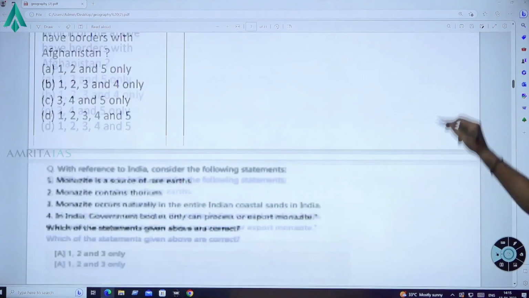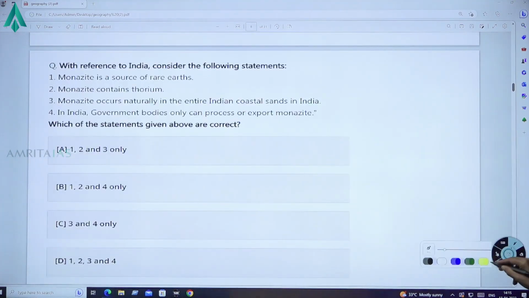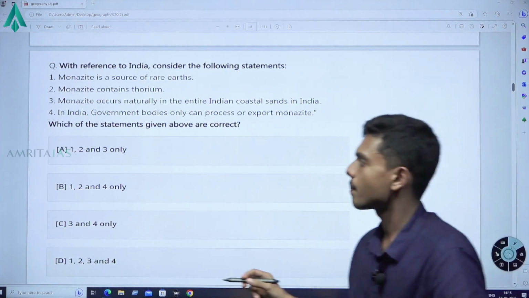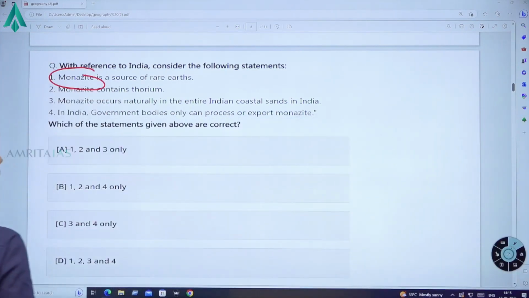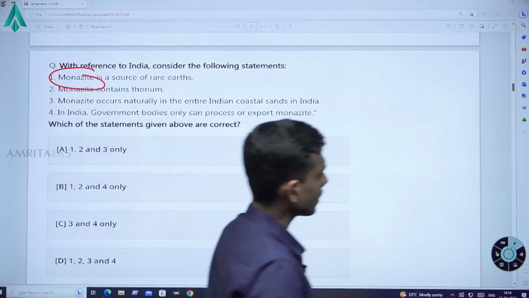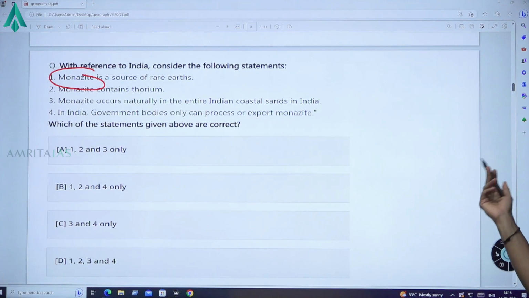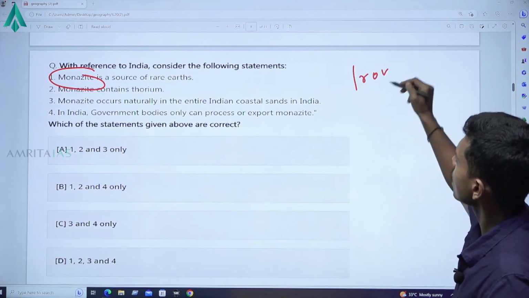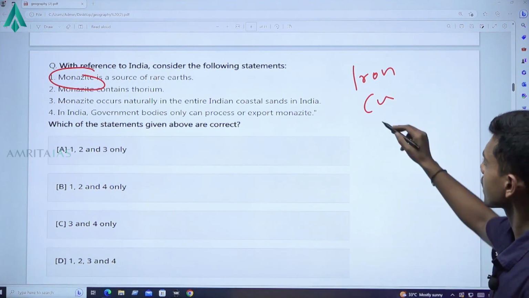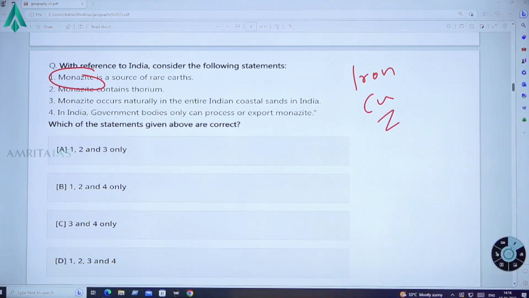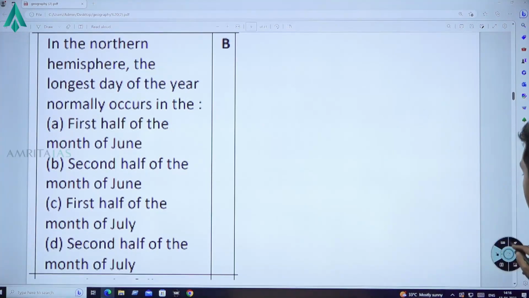Next question was regarding resource geography, monazite. They asked about monazite and the Indian perspective related to it. So this year they can ask about uranium, thorium specifically. So yeah, they asked about monazite. So you study the other minerals like iron ore, copper, what else, zinc, all these minerals and their location.